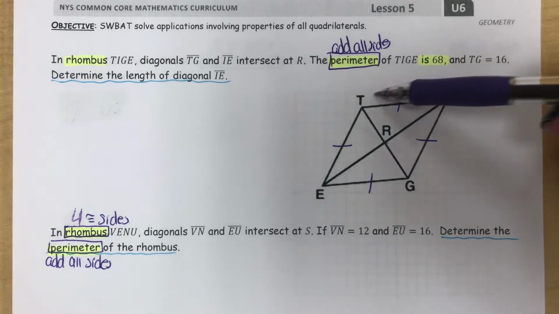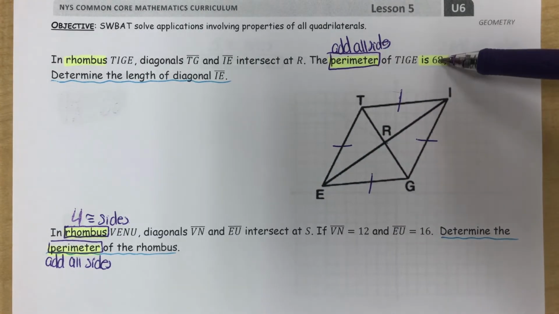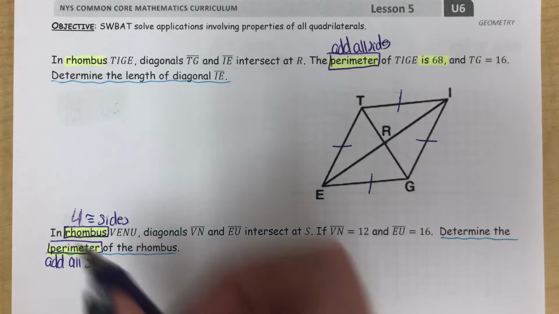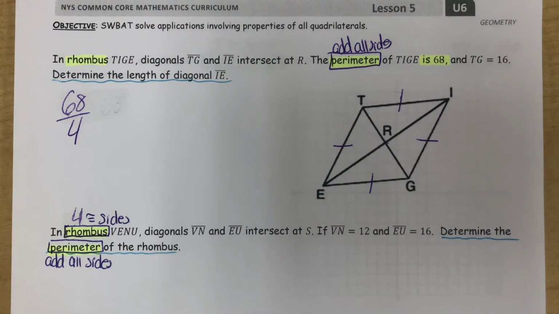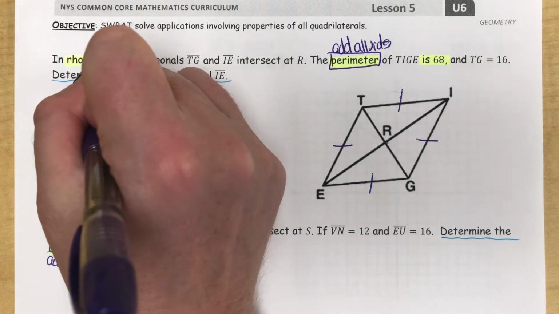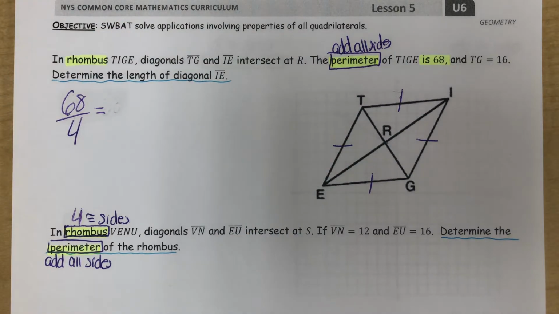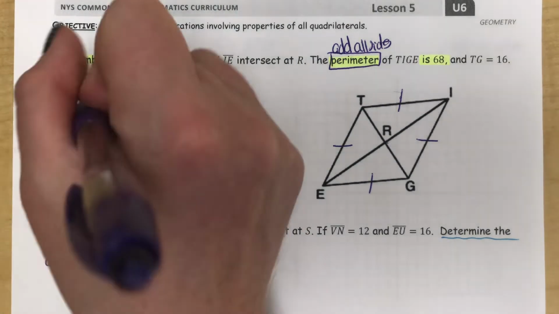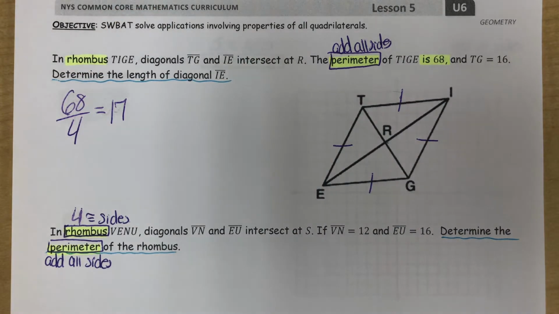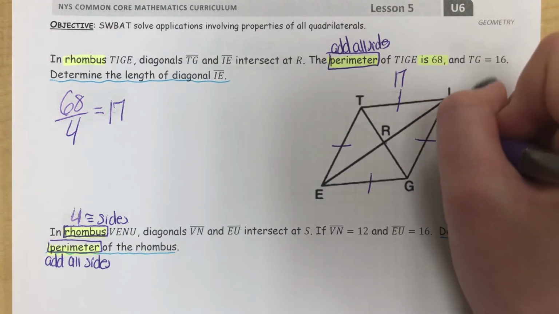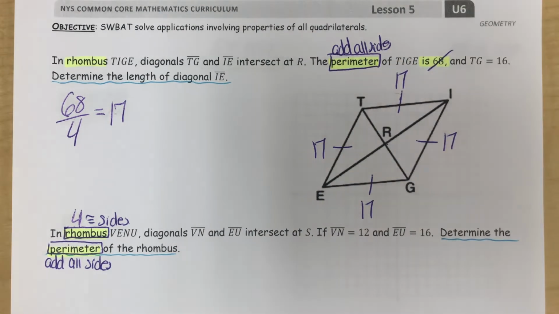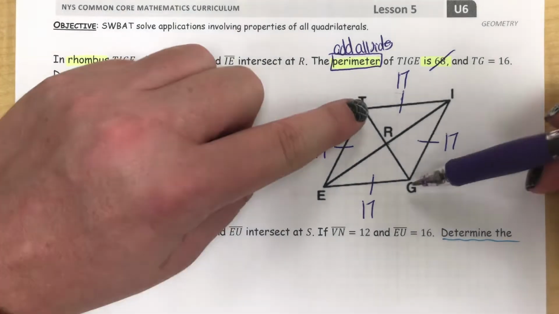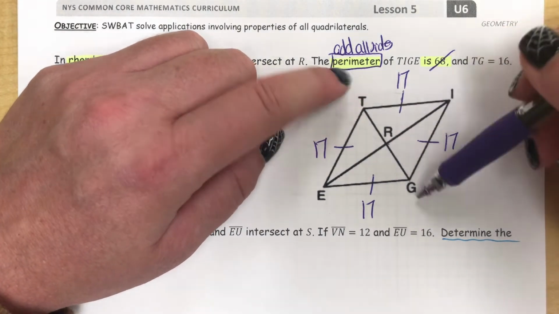So if I know when I add up all of these sides, I get the number 68, well, I'm going to take 68 and divide it by 4, because I want to see how long each side would be. 68 divided by 4 is 17. So I know that the length of each side is 17. I'm going to fill that in. 17, 17, 17, 17. Boom. I used the 68. Good. Next, TG is 16. TG, that's the whole segment.